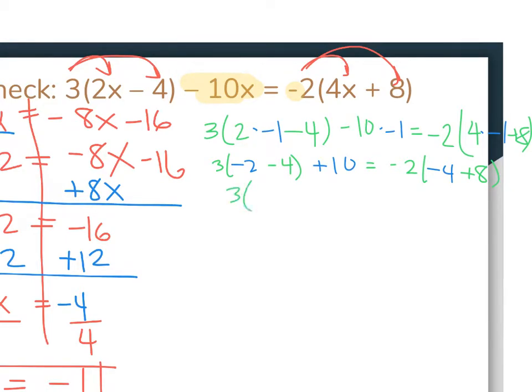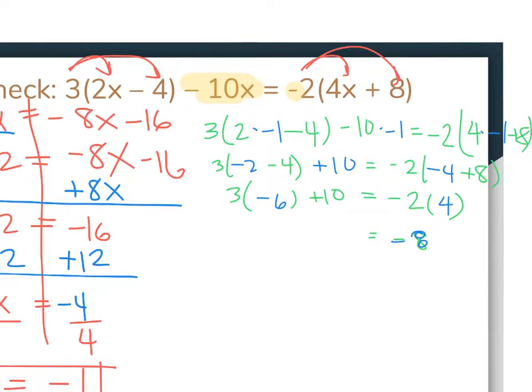So I keep on leaving the 3 alone. Negative 2 and a negative 4 make negative 6. I don't do anything with the plus 10 yet. Equal to negative 2. Negative 4 and 8 plus 8 makes 4. So I'm going to finish off this right side just because it's just negative 2 times negative 4, which is negative 8. Because it's on the other side of the equal sign, I can finish it first because it doesn't matter on the left side. And then I can finish off the left side.